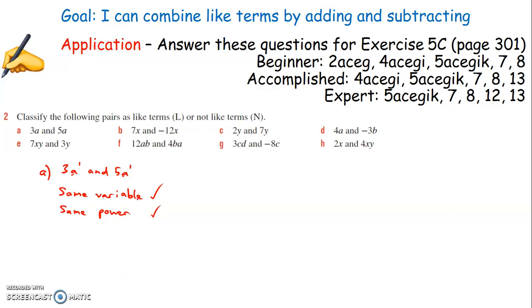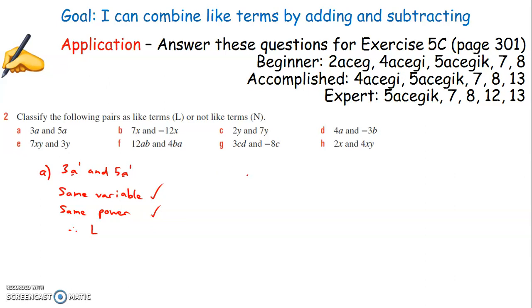And if you tick both of these, then these two terms would be like terms. If only one of them ticks, then they won't be like terms.